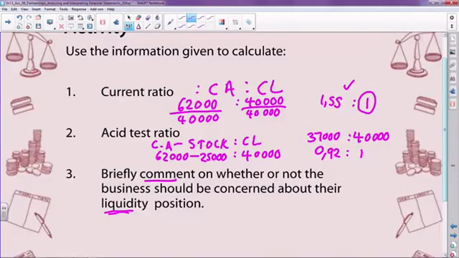The asset test ratio, however, guys, let's look at this asset test ratio. If we take away stock, is the business still able to cover their current liability? So that's what this ratio looks at. So for every 1 rand owed in terms of current liability, the business only has 92 cents in terms of current assets without the stock. Okay, so this situation here, not a pretty picture in terms of liquidity. Okay, you guys got that.